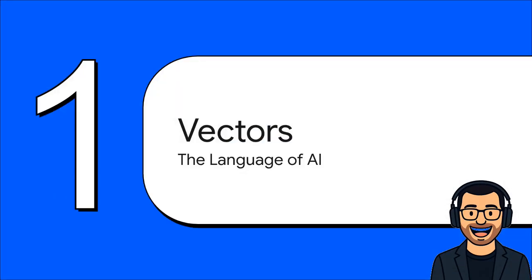To make sense of this chaotic, unstructured world, AI needed a new way to communicate. Not a language of words, but a universal language of numbers. A language of meaning that can represent just about anything. And that language is built on one core idea: vectors.